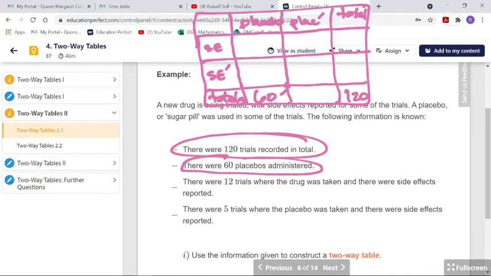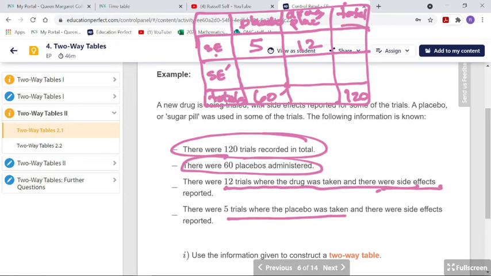There were 12 trials where the drug was taken and there were side effects. So that's not placebo, that's the actual drug. And again, you could put not placebo or you could put the drug, doesn't matter. And there were side effects, so that's right here. The intersection of side effects and the drug, because the drug was taken and we had side effects. There were 5 where the placebo was taken and there were side effects. So side effects is the top one. Placebo is here, so that's 5 and 12. And that's all they give us, but it's enough to find the rest.